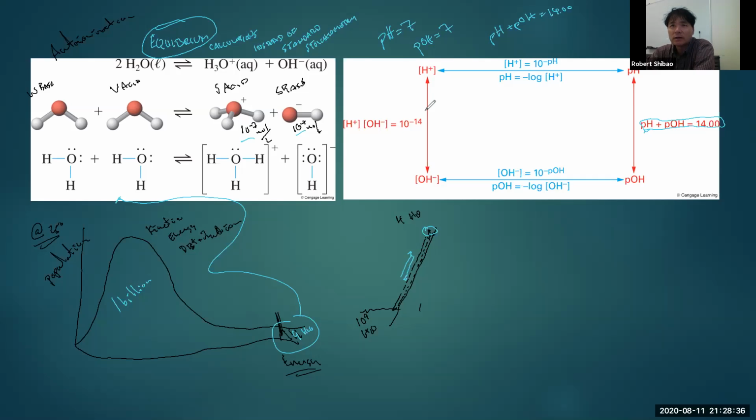Okay, there are other patterns too. I could look at the concentrations instead, and if I take the hydrogen ion concentration, the hydronium ion concentration, and multiply by the hydroxide concentration, it's going to come out to 10 to the minus 14. This is called Kw.